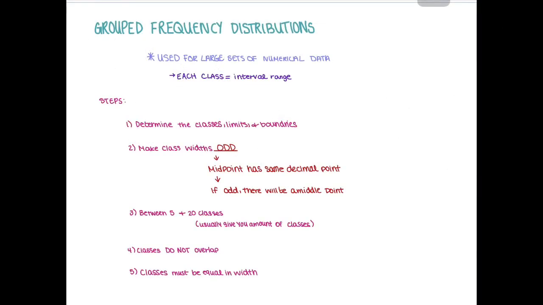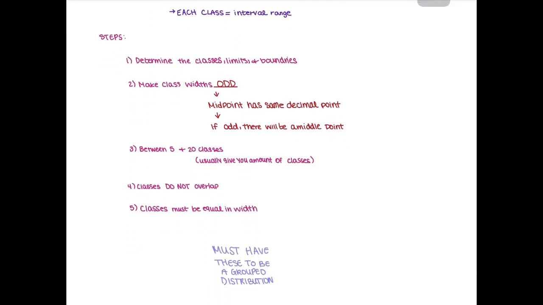A grouped frequency distribution is used for large sets of numerical data. Each class is an interval range. There are certain steps that make a grouped frequency distribution. First, determine the class's limits and boundaries.